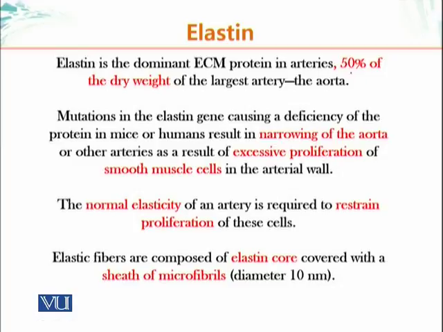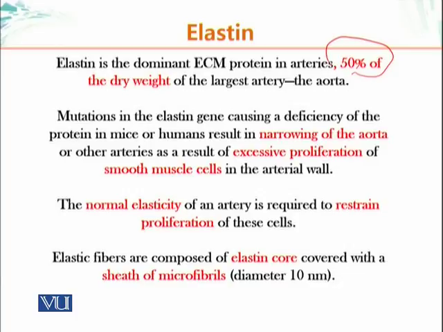Elastin is the dominant extracellular matrix protein in arteries. About 50% of the dry weight of the largest artery, the aorta, is elastin. Mutations in the elastin gene that cause deficiency of the protein in mice or humans result in narrowing of the aorta or other arteries as a result of excessive proliferation of smooth muscle cells in the arterial wall.